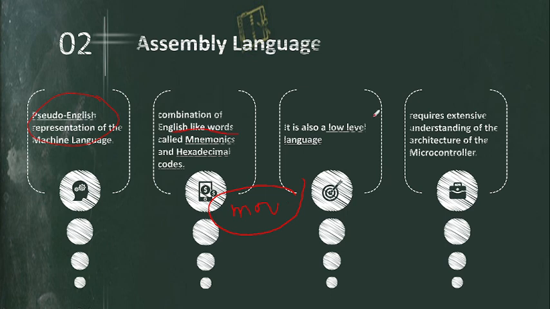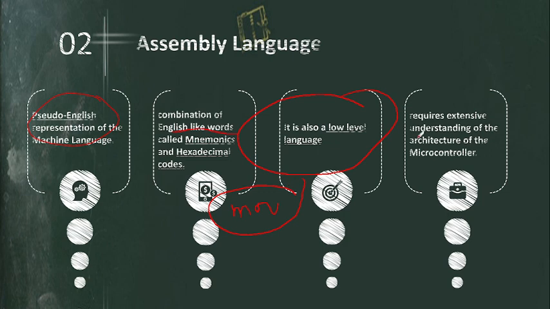It is also a low level language which is easy for the machine to understand. But a small change has been made: they make use of English-like words, but not zeros and ones, to write instructions.